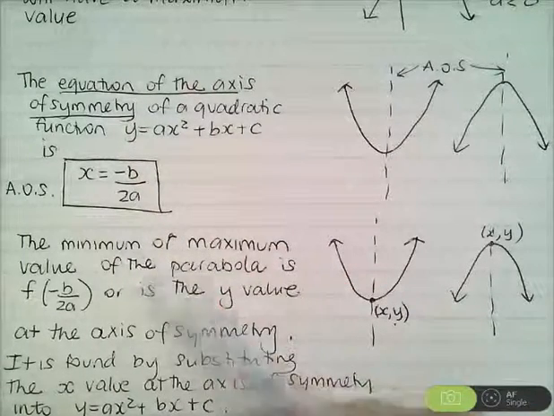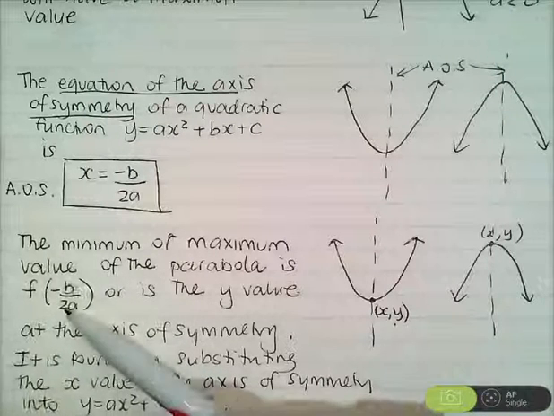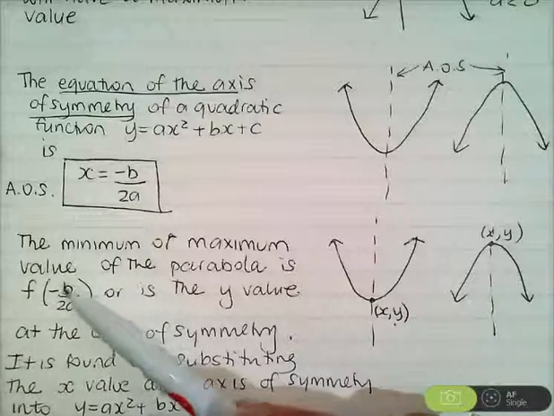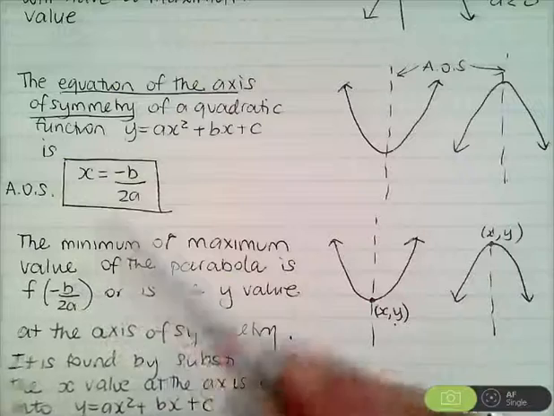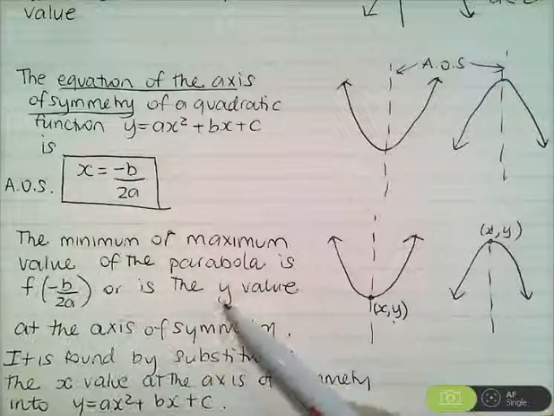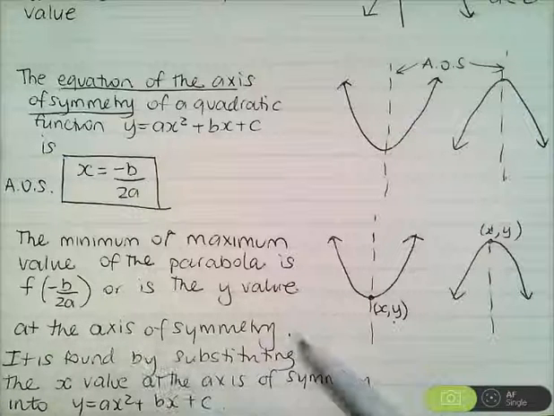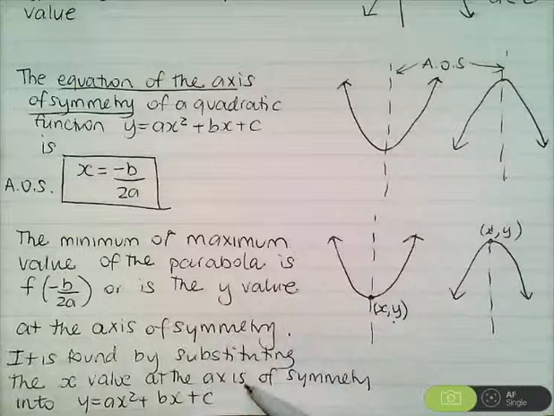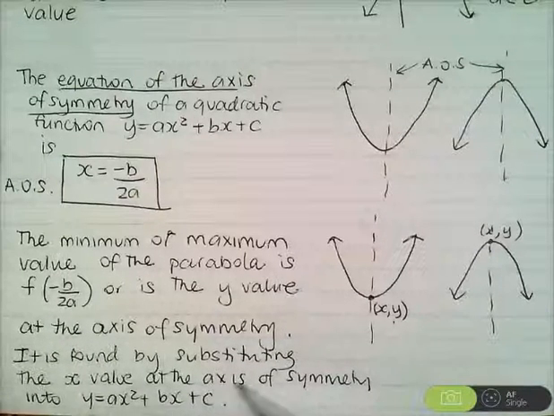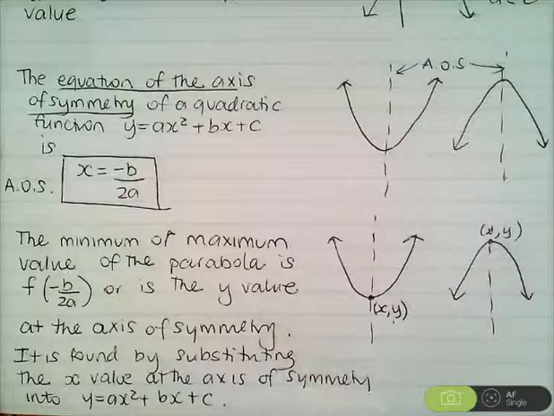So the minimum or maximum value of the parabola is the function of negative b on 2a. In other words, negative b on 2a is actually x, the axis of symmetry, so it's the function of x, or remember function of x is the same as the y value, so it's the y value at the axis of symmetry. In other words, you just substitute the x value at the axis of symmetry into your quadratic function, and that will give you the minimum or maximum value of the function.